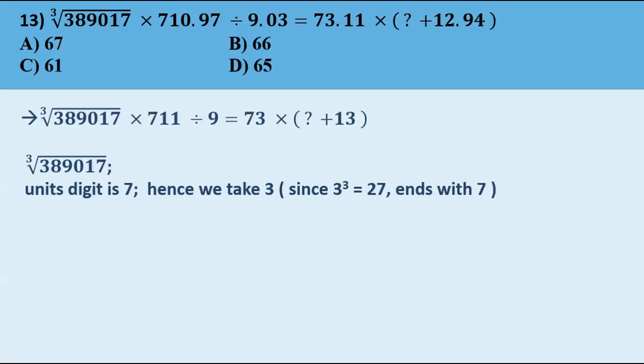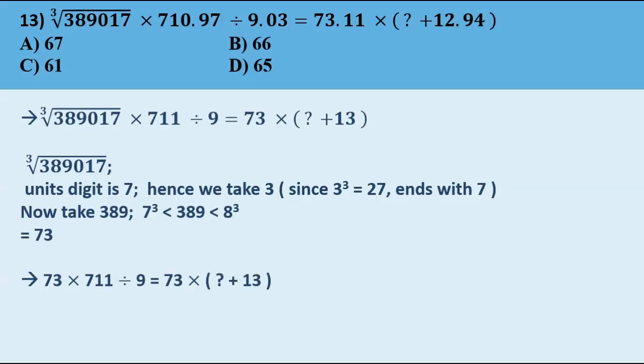Now to find the other digits, strike off the last 3 digits. We get 389. On inspection, we can see that 389 falls between 7 cube and 8 cube, where 7 cube is 343 and 8 cube is 512. So we choose the smaller number, that is 7. Hence, we can safely conclude that the cube root of 389017 would be 73. Now let's get back to the problem.